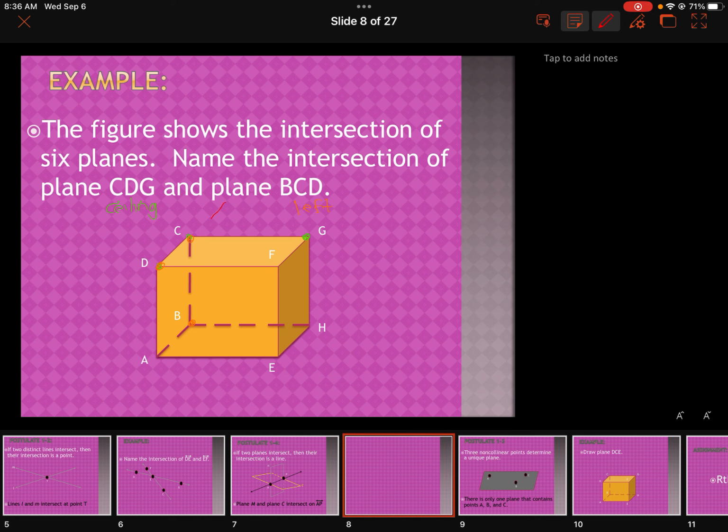Okay? The line that contains the 2 points that you can visibly see is on both of those planes. Point C is clearly on both planes. Point D is clearly on both planes. That means all the points on that line, CD, are also on both planes. That's the intersection of both planes. 2 planes intersect at a line.